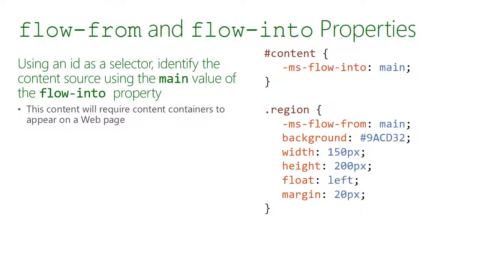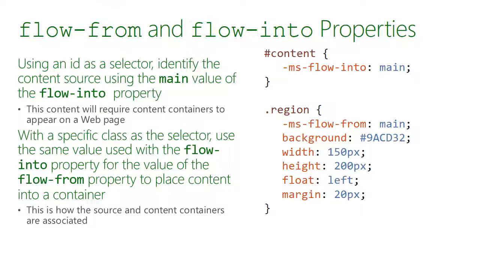The flow from and flow into properties. Using an ID as a selector, identify the content source using the main value of the flow into property. See the top right of the example there. This content will require content containers to appear on a web page. With a specific class as a selector, region in the example, use the same value used with the flow into property for the value of the flow from property to place content into a container. This is how the source and content containers are associated.